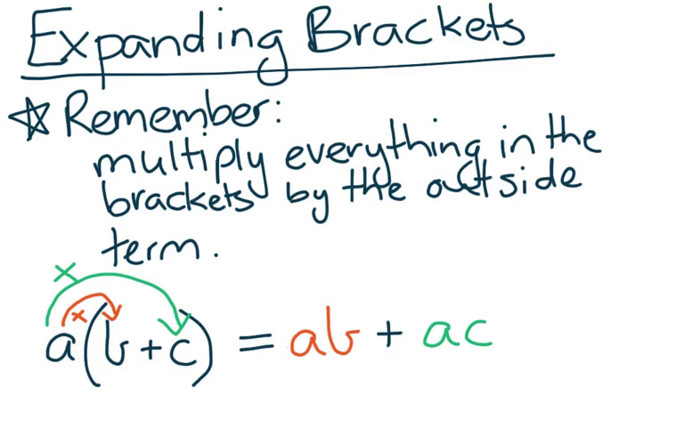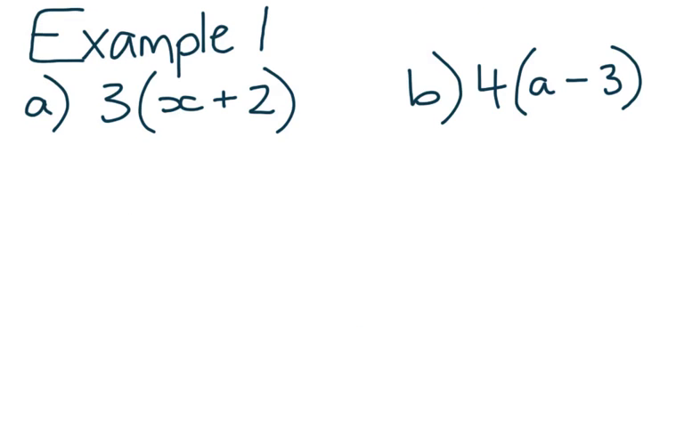We would do A times B to get AB. And then we do plus A times C because we have to do A multiplied by those two terms that are inside the bracket. So I've got a few examples to go through. The first one, I'm just going to take it step by step. So when we do this, we have to multiply everything inside by the outside term. So we're going to do 3 times x first, and then we do plus 3 times 2.